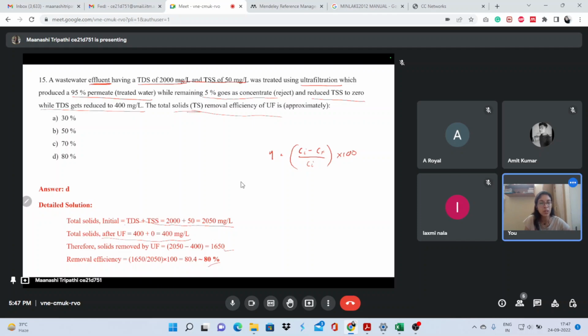Total solids is total dissolved solids plus total suspended solids. When we filter our sample, this is the filter paper, just imagine, and this is the bucket in which we collect the filtrate. Whatever we have inside when we pour water is total dissolved solids, and whatever we have above this filter paper is total suspended solids. So overall it is total solids.